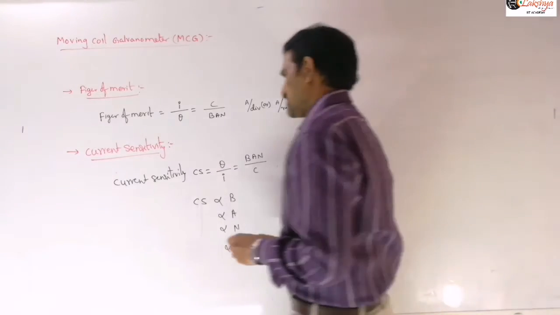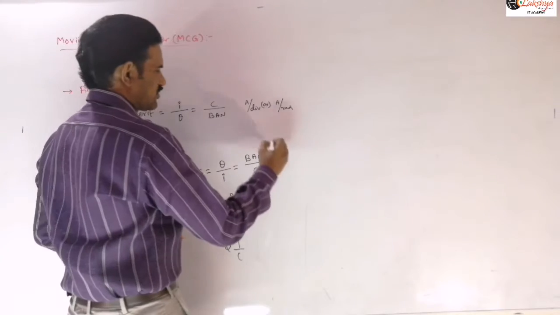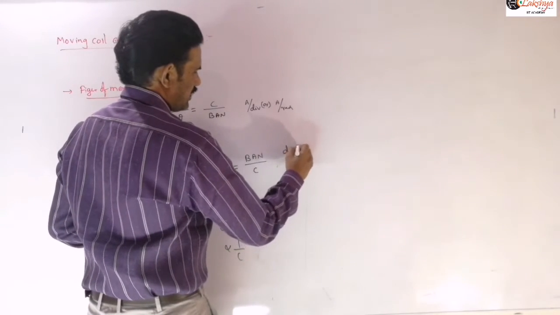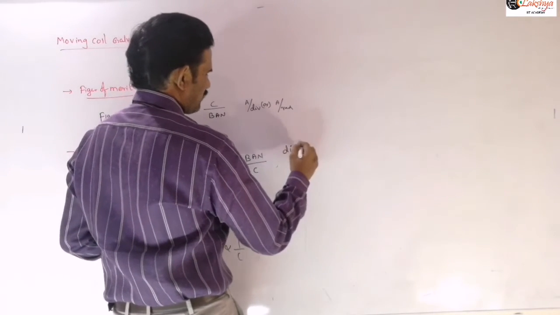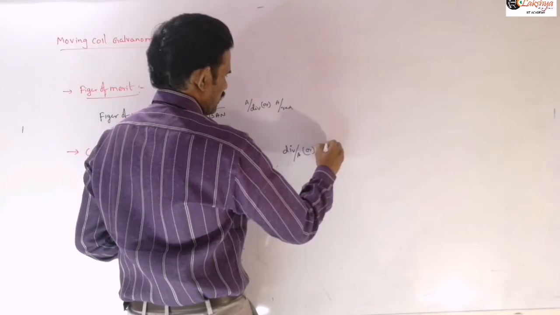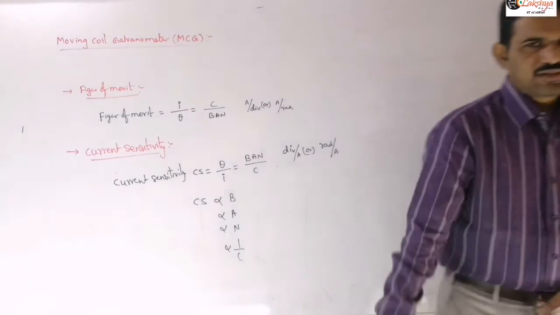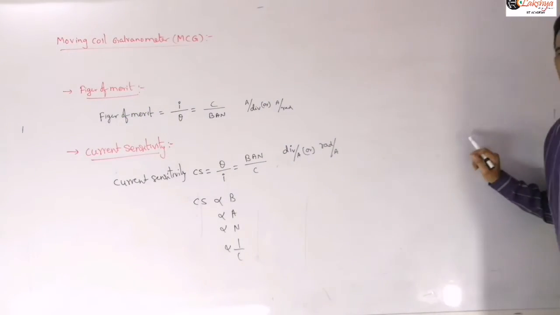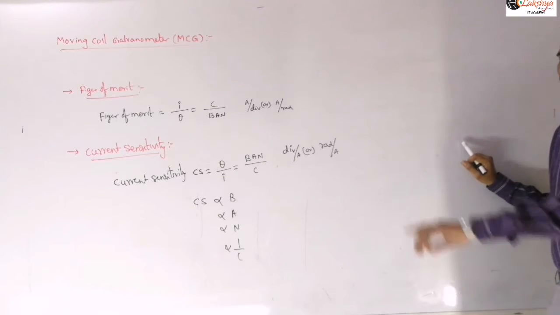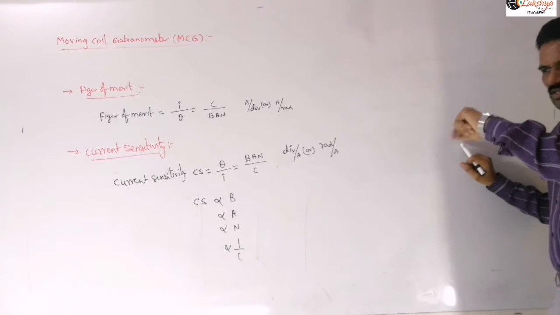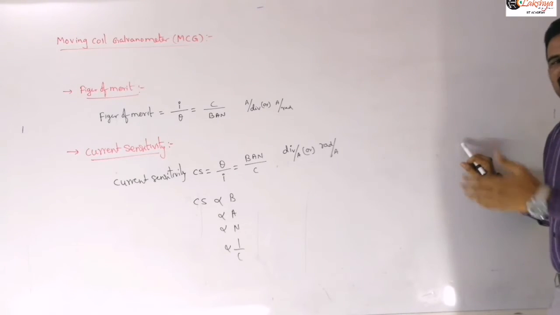The unit of this current sensitivity, you may write it as opposite to that of this: divisions per ampere, or you can write this as radian per ampere, right? So generally we express the divisions per ampere there. So now here, for that current sensitivity, as I said, the best way is to increase the number of turns.